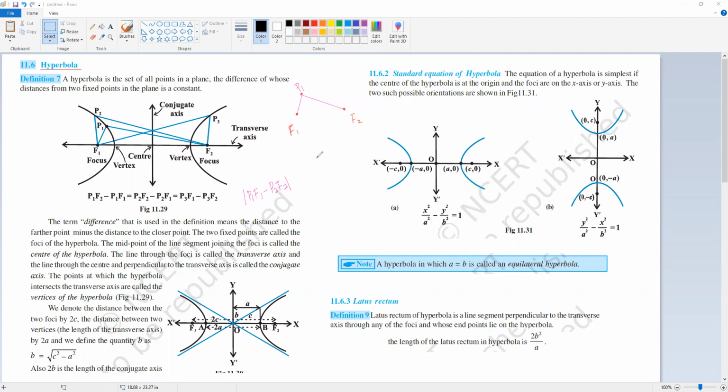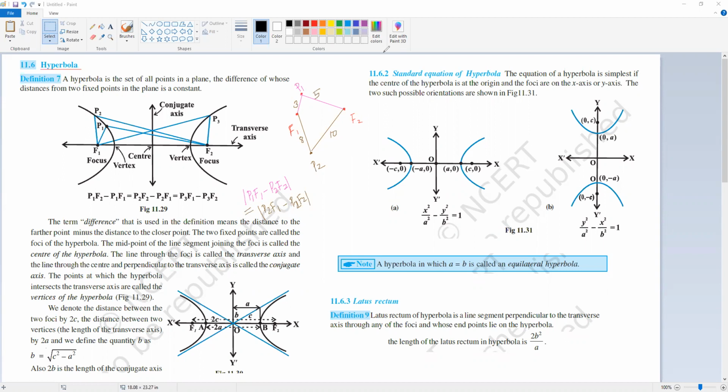If you take another point, say here, say P2, for example, the difference between P2F1 and P2F2 should be equal to the earlier difference. For example, maybe this is 3 and this is 5, so the difference is 5 minus 3, which is 2. Or these could be 8 and 10, so the difference is 10 minus 8, which is 2. So the difference is always constant, like that.